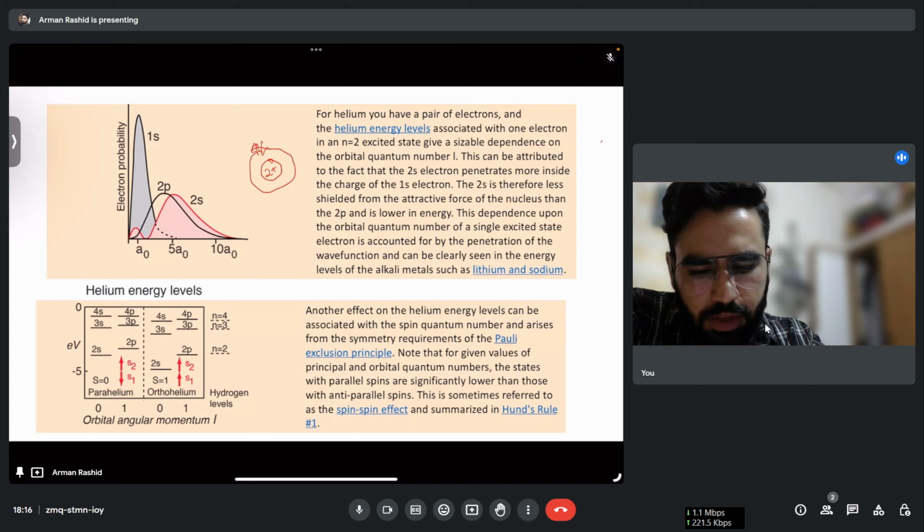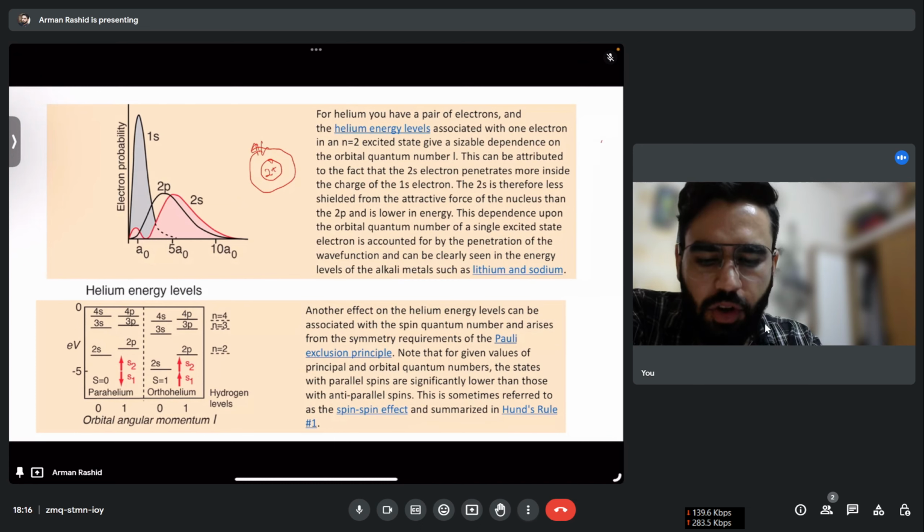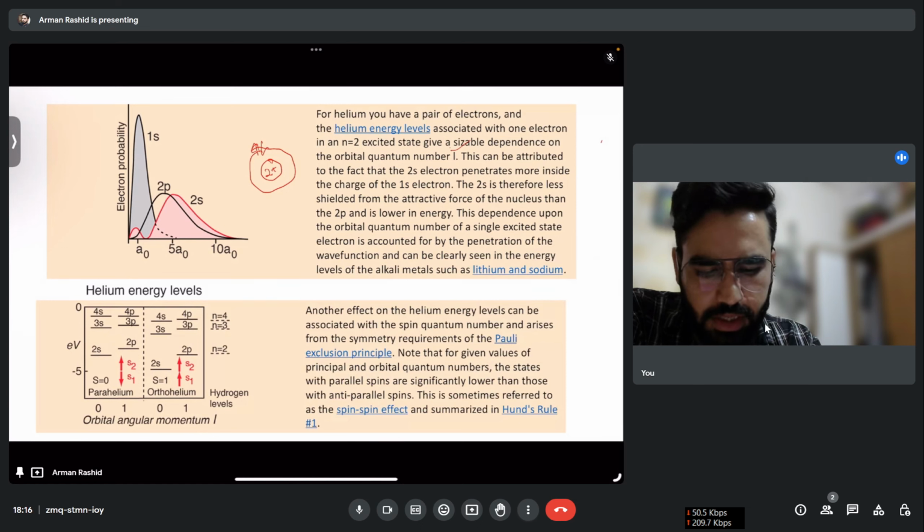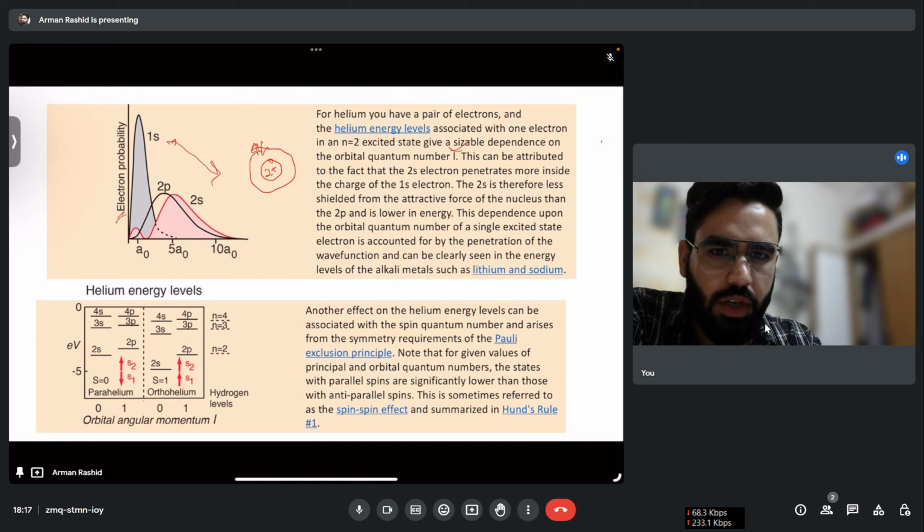Since we have two electrons present in helium, the energy of the helium atom depends, as I have told you, not only on the principal quantum number but also on the orbital quantum number of the electron. Why does it depend on it? For example, this is the electron probability density of different atomic orbitals, as calculated using the quantum mechanical equations.